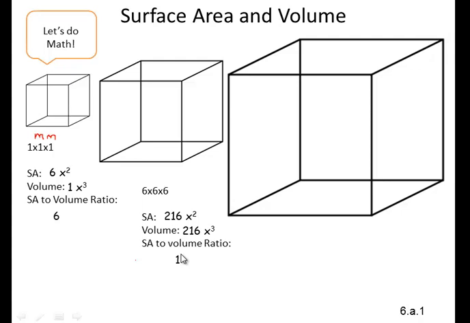And the last one, 10 by 10 by 10, surface area would be 600x squared, millimeters squared, volume would be 1000 millimeters cubed, and our ratio would be 0.6. So this is a much better cell size.